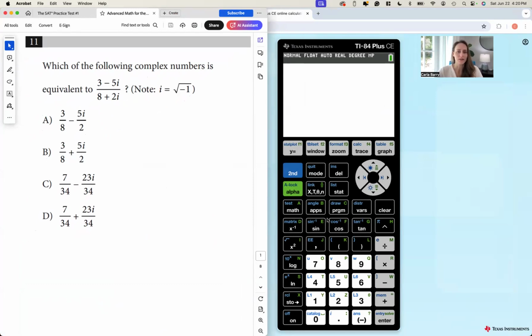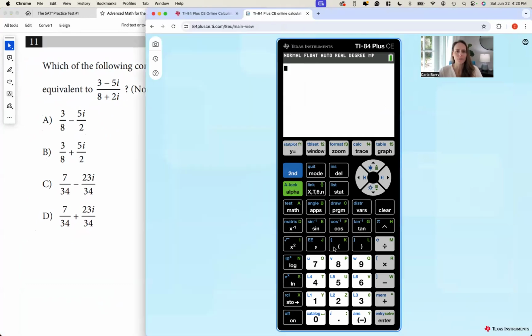But with a graphing calculator, I could simply go, here we go, 3 minus 5. And you see this period? Above it, it has a blue i. So if I press the blue second key and then the period, I get that i. So 3 minus 5i divided by 8 plus 2, second, period, i. And it gives me this answer, but that doesn't match any answers. So I'm going to go math and then frac, and it's going to convert the decimal to a fraction.